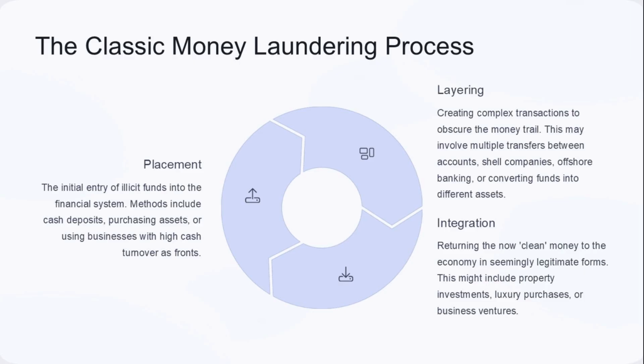The classic money laundering process involves three key stages: placement, layering, and integration. Placement is the initial entry of illicit funds into the financial system, often through cash deposits or purchasing assets. Layering involves creating complex transactions to obscure the money trail, using multiple transfers between accounts or shell companies. Integration returns the now clean money to the economy in seemingly legitimate forms, such as investments or business ventures.